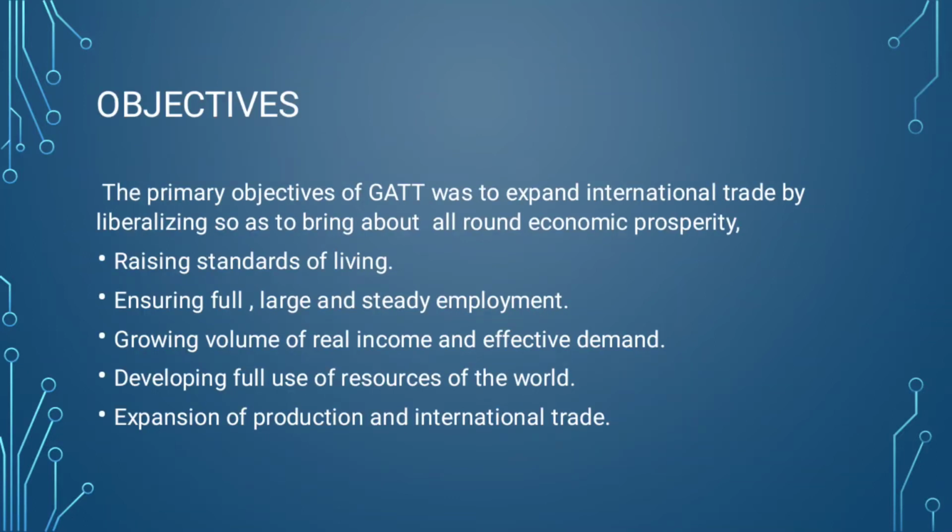Now let us see the objectives in detail. The primary objective of GATT was to expand international trade by liberalizing it, so as to bring about all-round economic prosperity, raising the standards of living, ensuring full, large and steady employment for the people in the country, and a growing volume of real income and effective demand. It also helps in developing the full use of the resources of the world and the expansion and promotion of international trade.